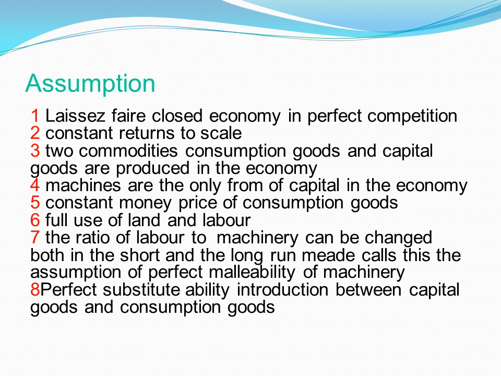Fourthly, machines are the only form of capital in the economy. More investment is used in capital in the economy. For example, more investment used in machine technology. Fifthly, constant money price of consumption goods. Money price is the current price at which an asset or service can be bought or sold.